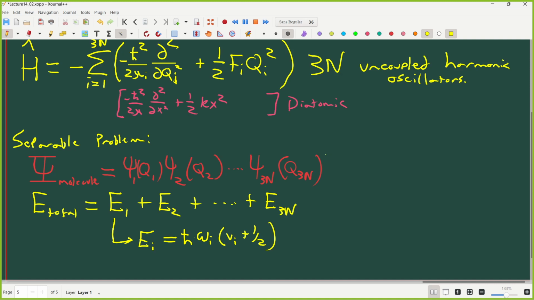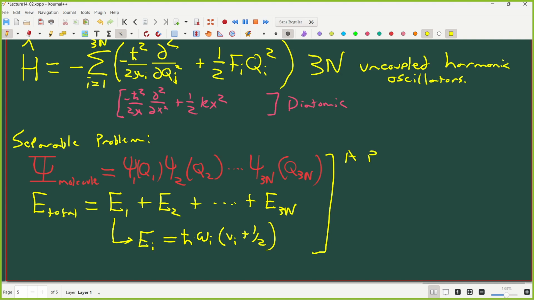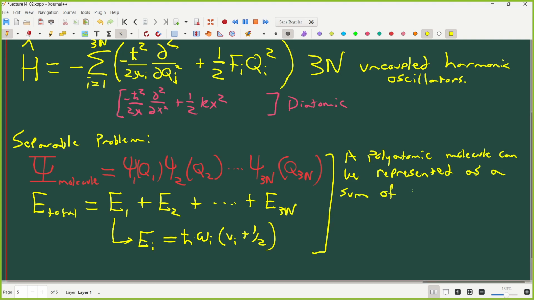Right, so what does this say? This says that a polyatomic molecule can be represented as a sum of 3n uncoupled diatomic-like oscillators.